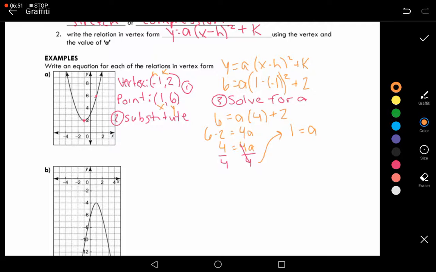Okay, now that we've solved for A, our last step, as it said above here, is just to write the relation in vertex form using that vertex and the value of A. So all we have to do is write out our equation with A, H, and K in it. So I'll just choose another color. So our equation of this parabola is y equals, our A value is 1, our H value was negative 1, so that's going to appear as positive 1 squared, and our K value is 2. And just like that, I have the equation of that graph here of that parabola.